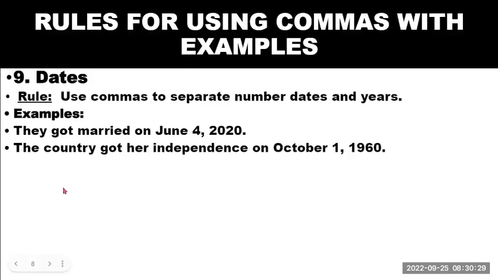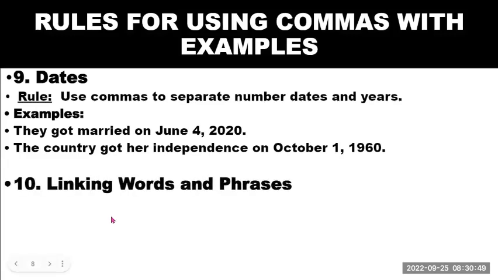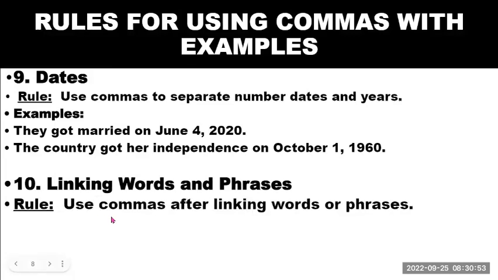Let's take a look at another example. The country got her independence on October 1, 1960. So here you find October 1, comma, 1960. So that's the way to present dates in writing. Number 10, linking words and phrases. And the rule is this: use commas after linking words or phrases.